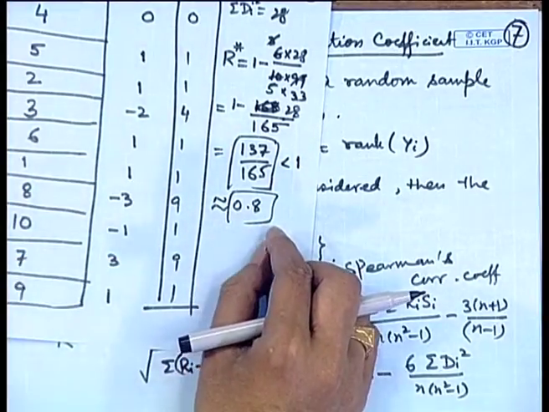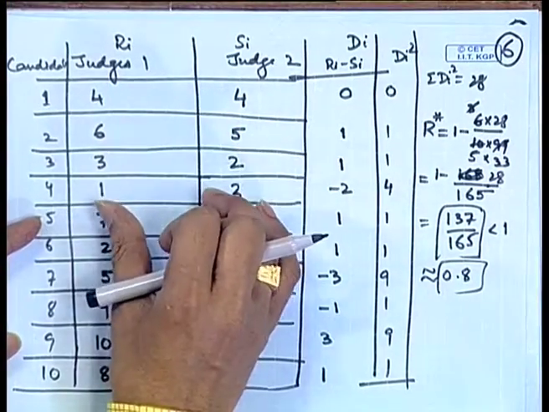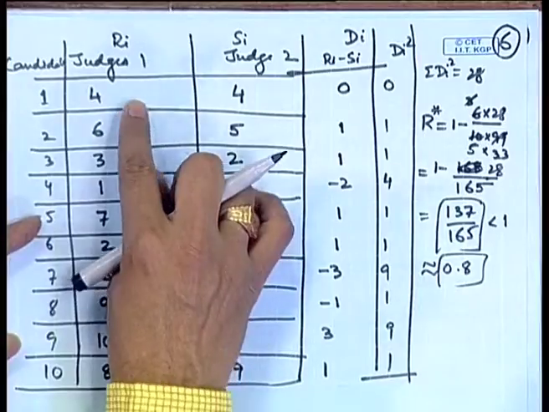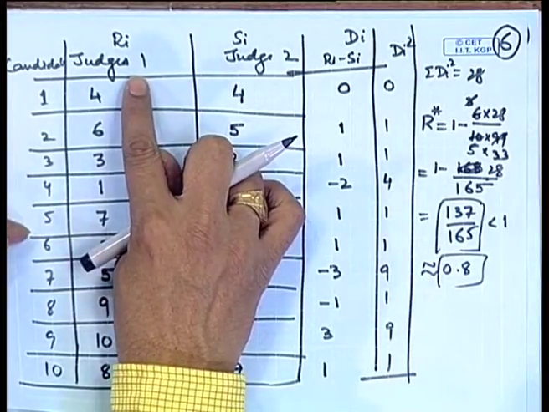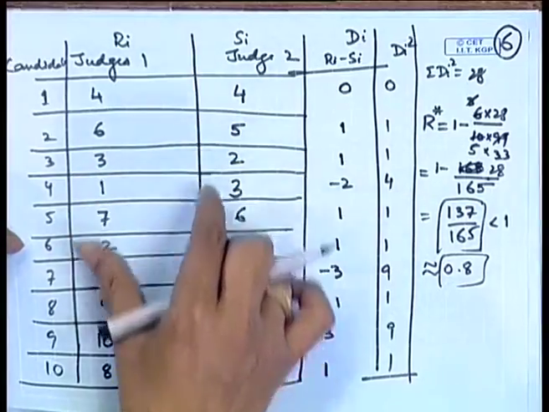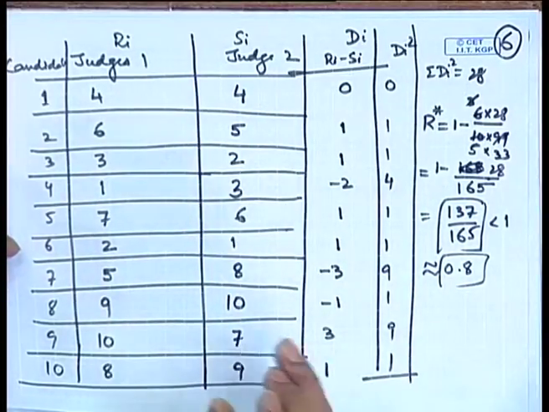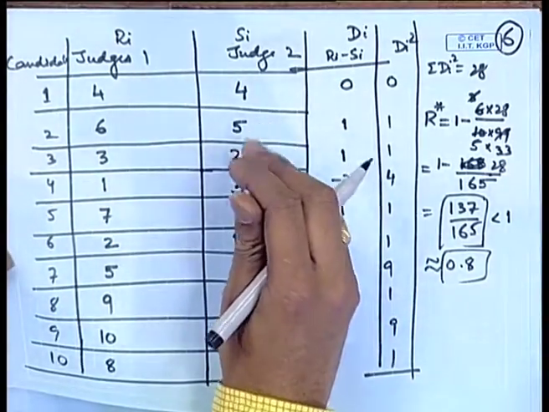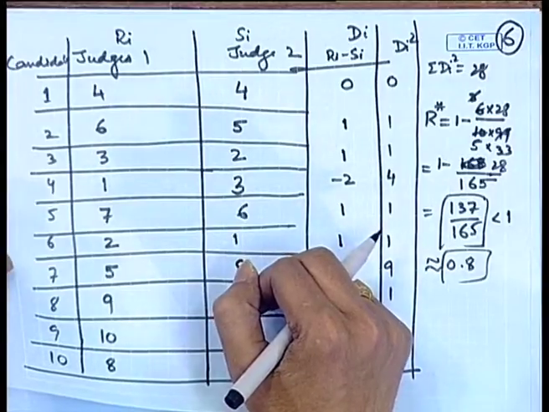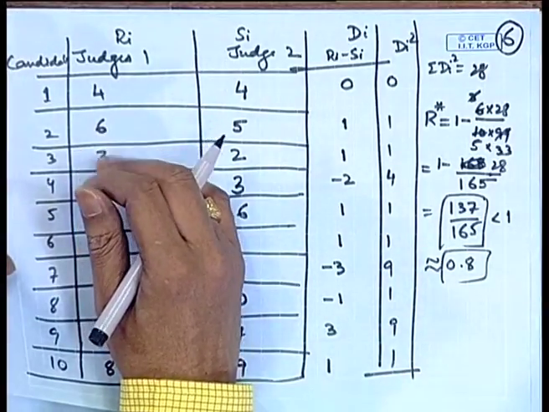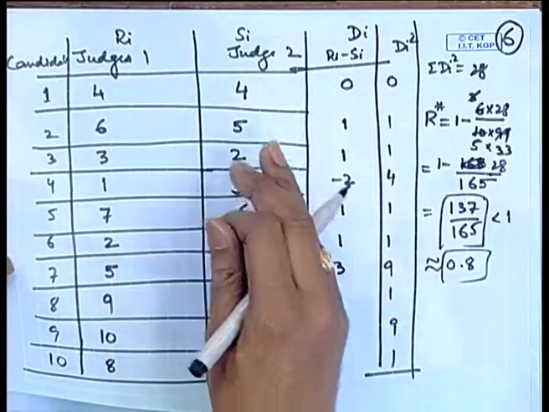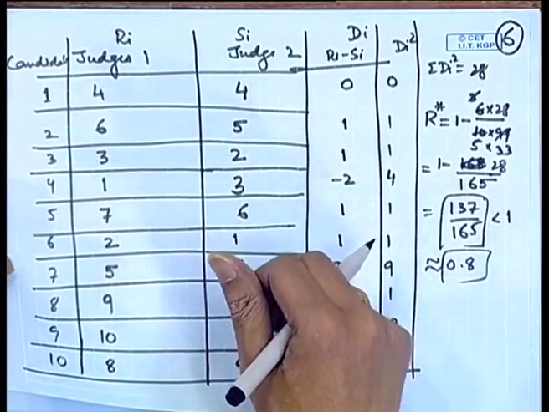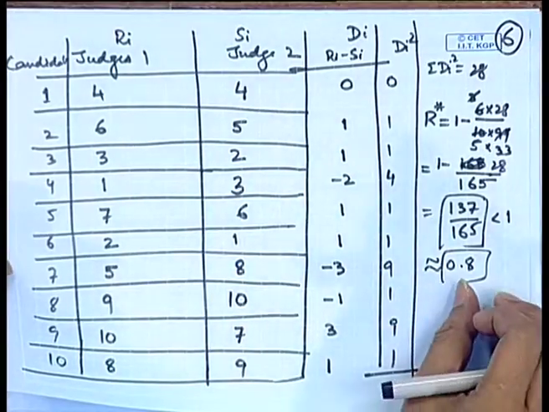So, this is showing a high degree of correlation between the choices, or you can say the preferences, of judges 1 and 2 as far as the selection of the candidates is concerned. That means the candidates whom judge 1 gives a higher rank, judge 2 also tends to give higher rank. The candidates whom judge 1 gives lower ranks, judge 2 also tends to give lower ranks. So, there is a high degree of concordance or concurrence between the two judges here.